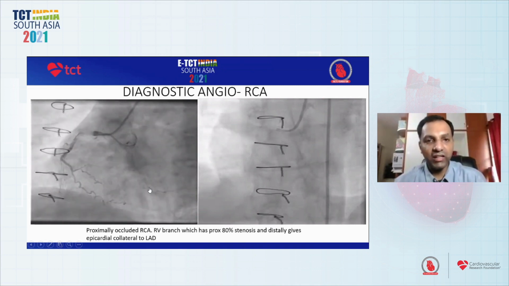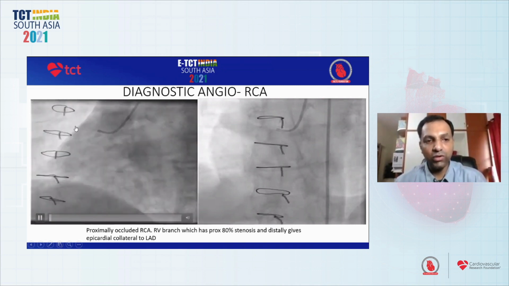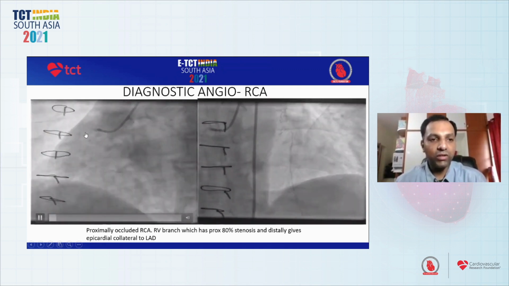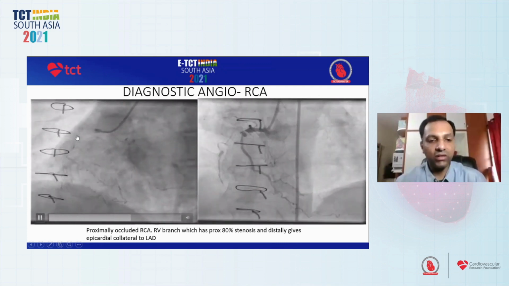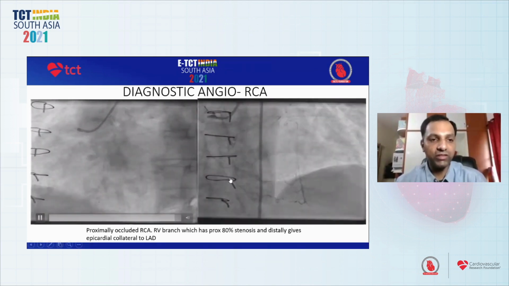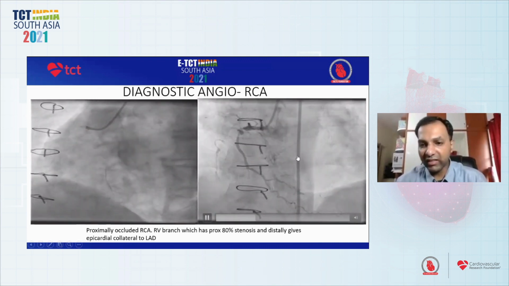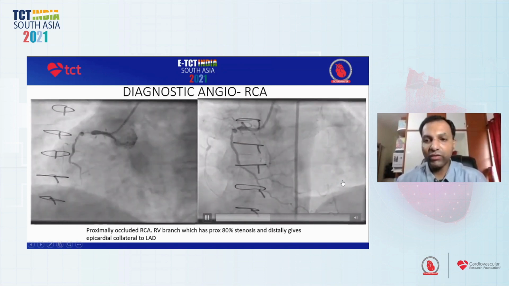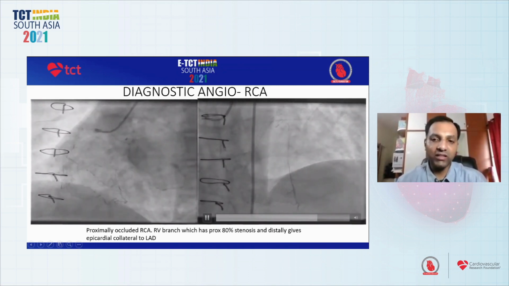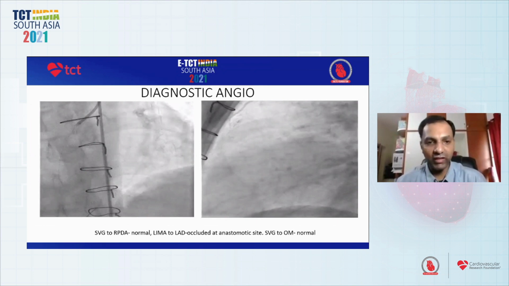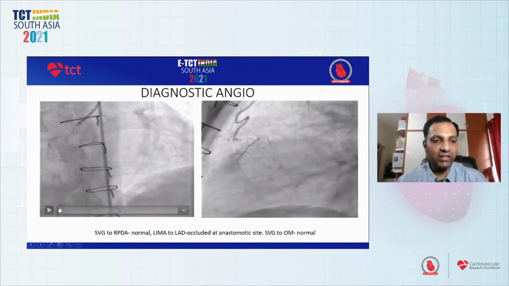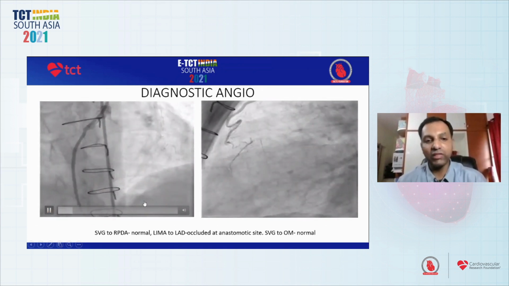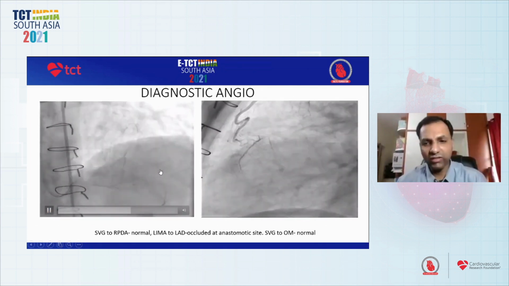Now looking at the RCA pictures, the RCA is proximally occluded. What you see here, RCA probably goes down this way. It's a flush occlusion after this point. What you're seeing is a large conus kind of branch, or an RV branch, so to say, which has a proximal stenosis, and that actually gives some epicardial collaterals to the distal LAD. So the distal LAD seems to be filling quite well from these collaterals, which suggests that there is some issue with the LIMA, and the LIMA probably is not flowing well. Now, this is the SVG to PDA graft, which is flowing quite well, and that again gives some amount of collaterals to the LAD, but the filling is not very well seen.